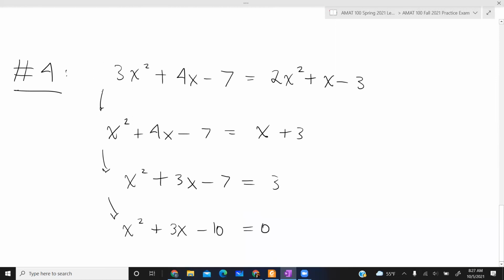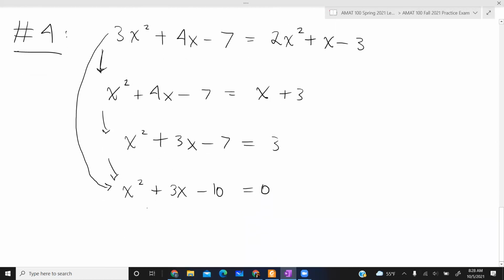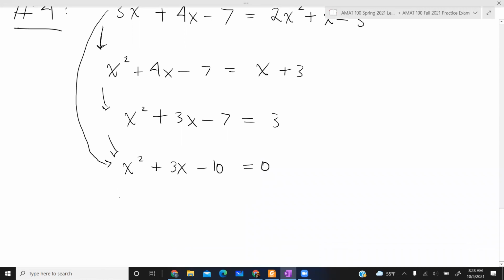On the exam, you don't have to do all these steps individually. You can just do it all in one fell swoop, so you can go from here to here. That's fine, as long as you're able to keep track of it in your head, you can do all 3 subtractions at once. That's perfectly fine. You have limited time, so I would be fine with that. If you can't keep track of things like that, of course, do the steps out individually.